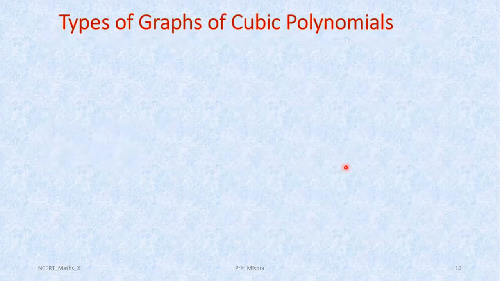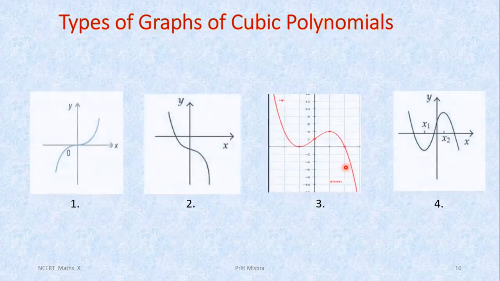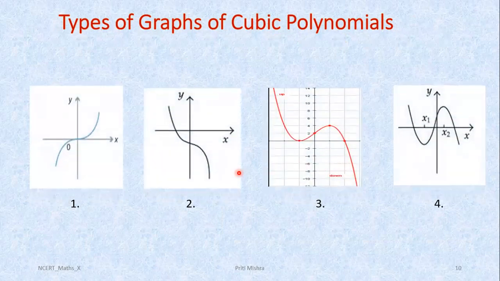Now I'm going to show you different types of graphs of cubic polynomials. So let's have four different cubic polynomials. All these are graphs of cubic polynomials, as I told you. In the first one, just see, this graph of a cubic polynomial is intersecting the x-axis at a single point. So it will have exactly 1 zero.